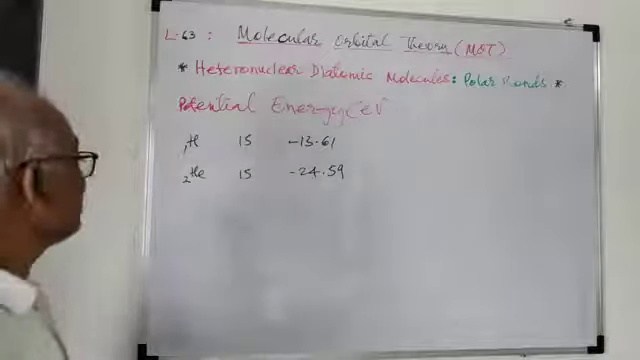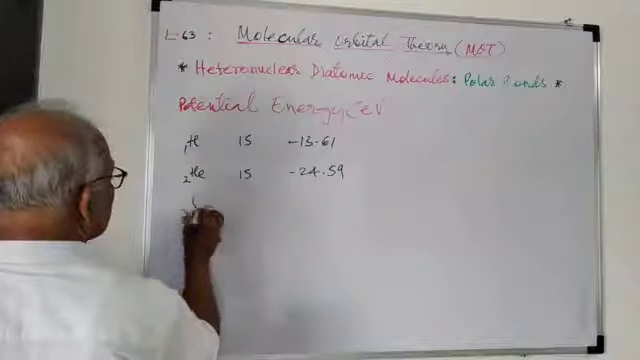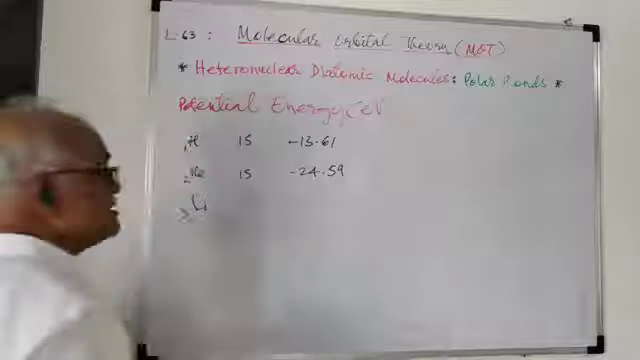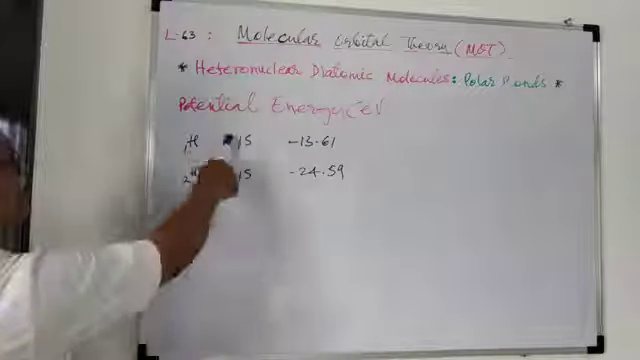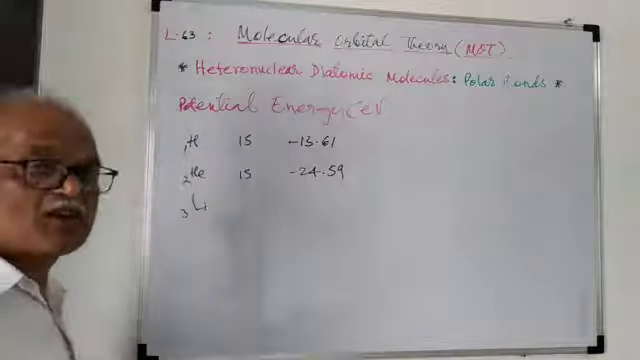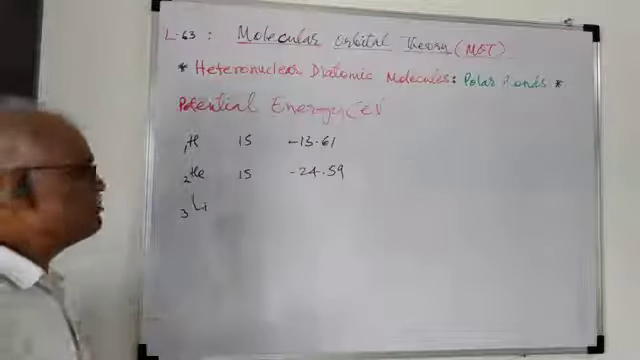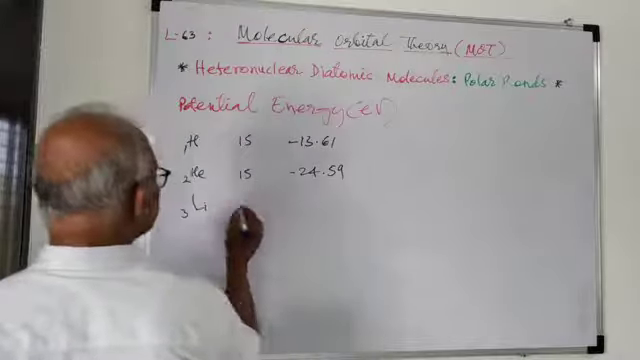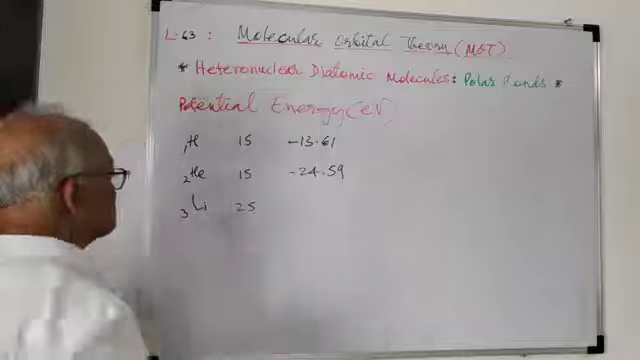Now if we go to the next element, that is lithium, the third element, we are mentioning here only valence shells. We are not going to consider the inner orbitals. Now in the case of lithium, we have the 2s orbital.